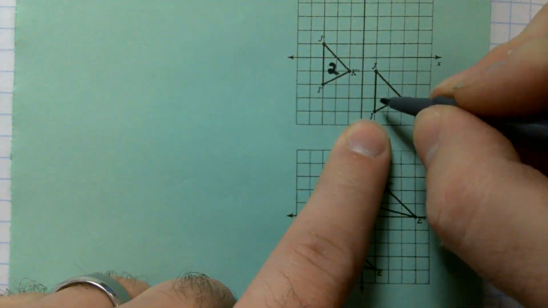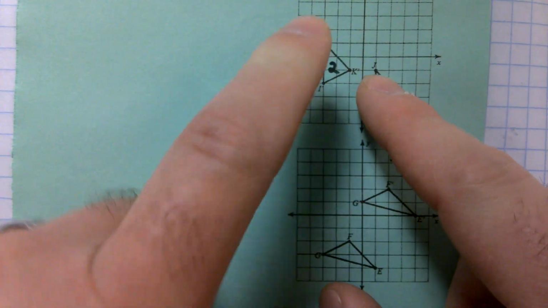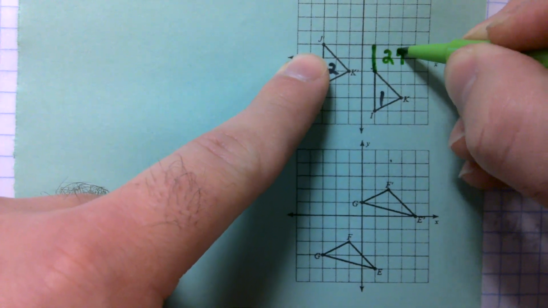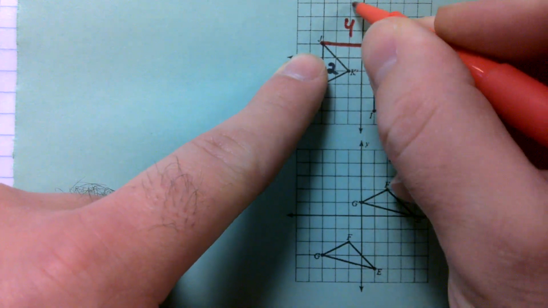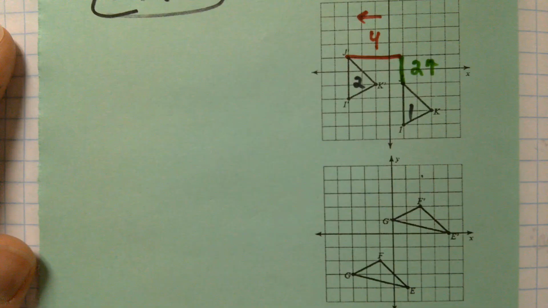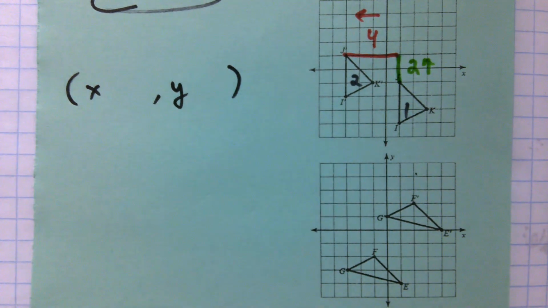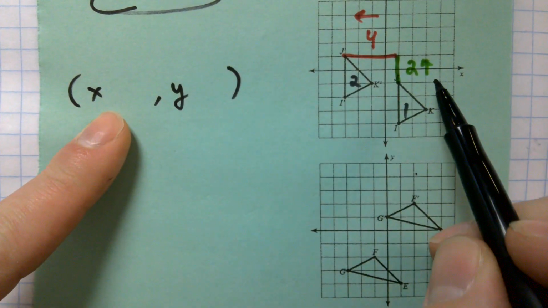Okay, so I'm going to start down here at triangle 1. Starting here at triangle 1, if I go from J to J prime, I see that I need to go up 2, and I need to go 4 spaces to the left. Okay? I'm going to set up my rule: parenthesis x something something comma y something something parenthesis. I went up and I went left.